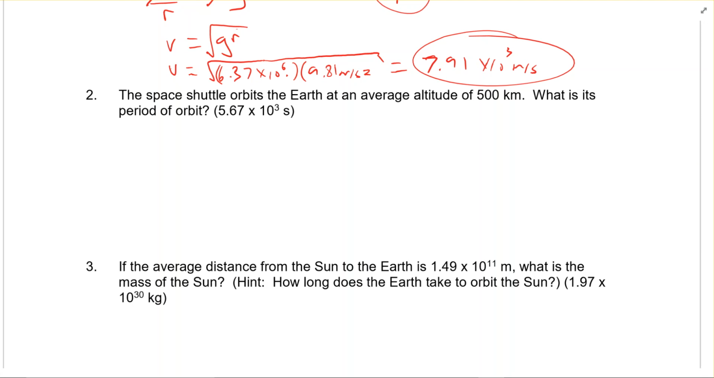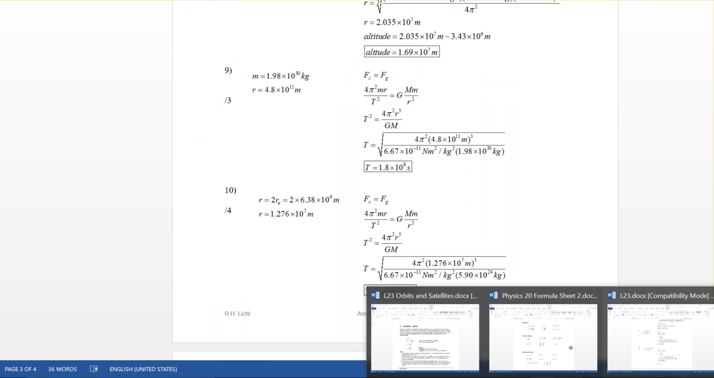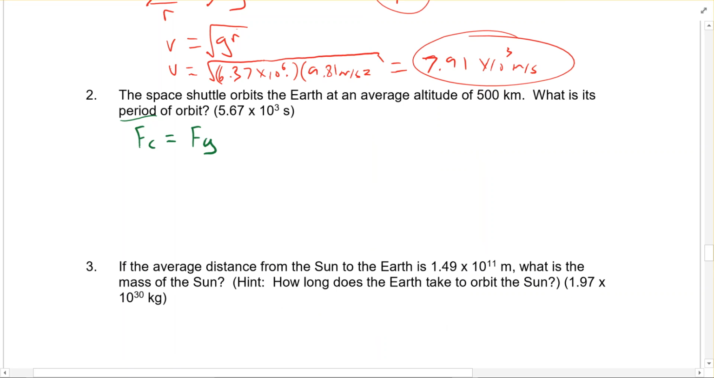So again, for all of these, we are going to start off with FC is equal to FG. And FC this time, it says, what is the period of orbit? So we need to use the other force one. That was, oh, that's the key for this. 4 pi squared r times m over t squared. And we are looking for t in this case, right? So that's going to be equal to FG.